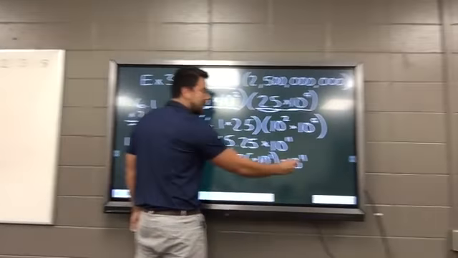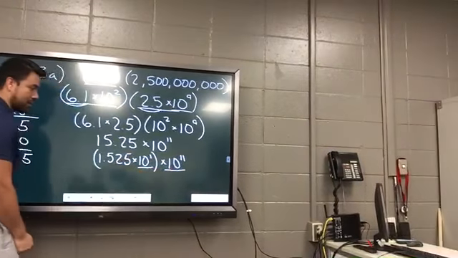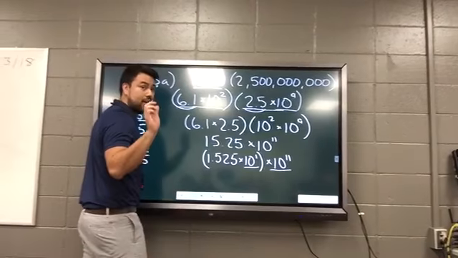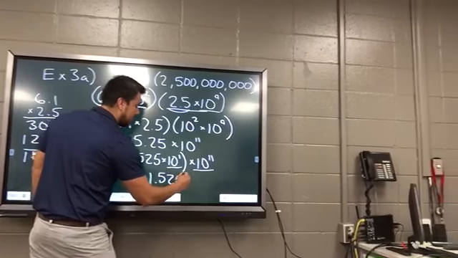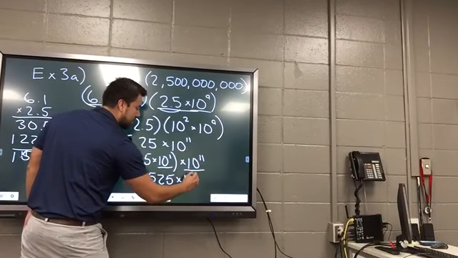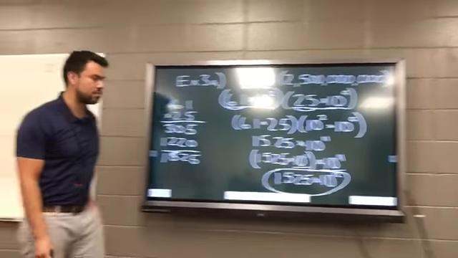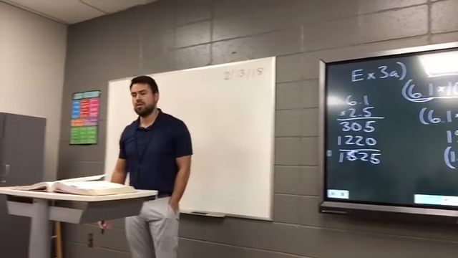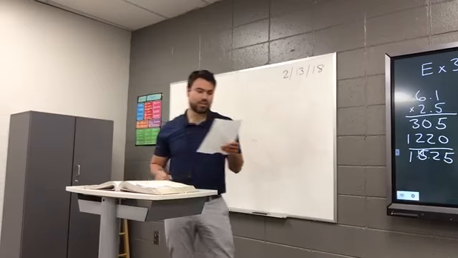this is not proper scientific notation because what happens when I combine these two together? Say it. 1.525 times 10 to the 12th. That's my final answer. 1.525 times 10 to the 12th. Let's do another one.